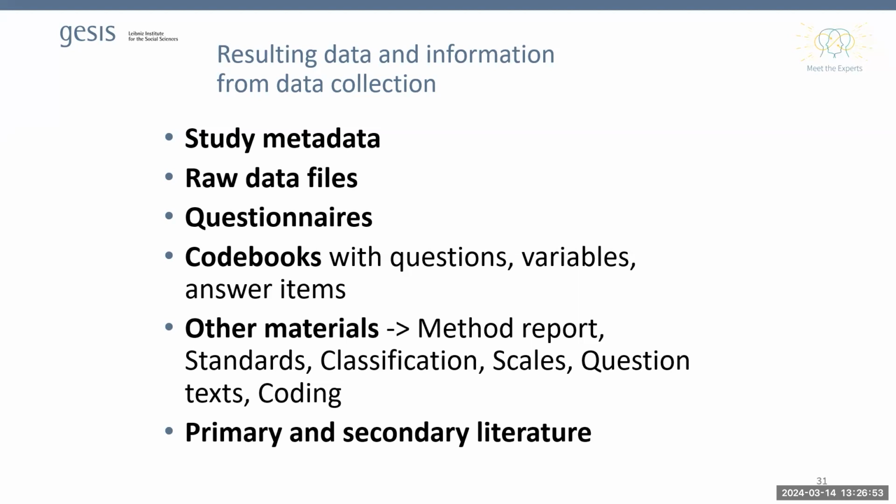You have other materials: the method report, standards, for example for job descriptions, classifications, scales, and so on. What also is important, you have primary and secondary literature. Primary literature tells about how the study has been conducted, and secondary literature uses that data to answer your own research questions.